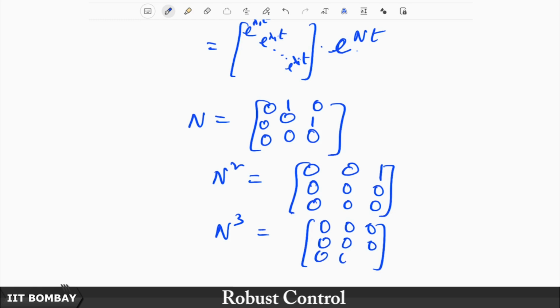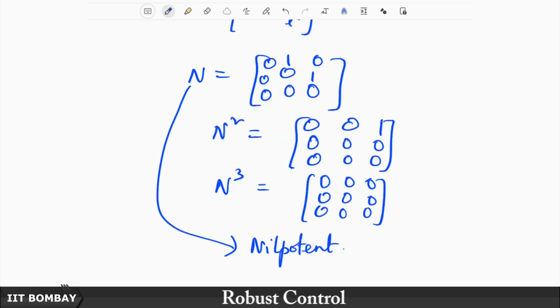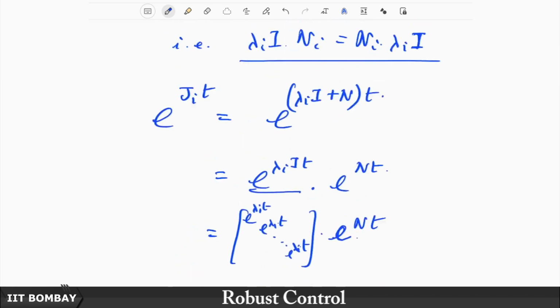So this matrix is what we call a nilpotent matrix, which means that you raise it to a certain power, and for that power it leads to the zero matrix. Beyond that, of course, you raise it to any higher power, it keeps giving a zero matrix. So then, what is the pattern you observe here? If this is of size 3 cross 3, the maximum power to which this can be raised until it becomes a zero matrix is 2.